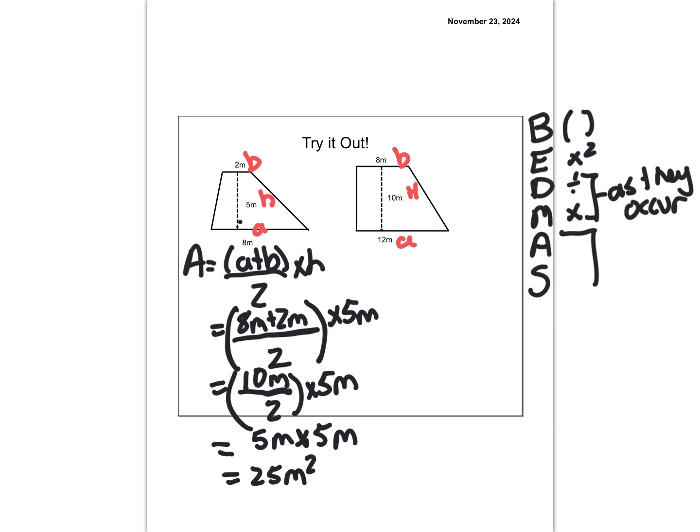And your addition and subtraction as they occur. Okay. Very important that you keep an eye on that.